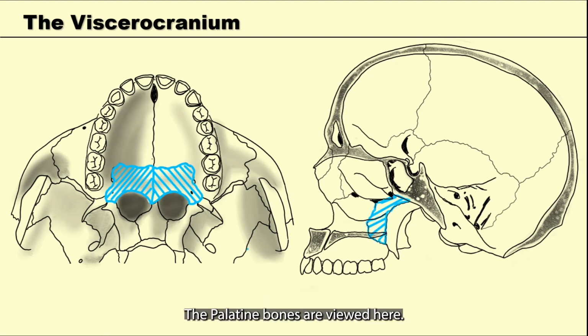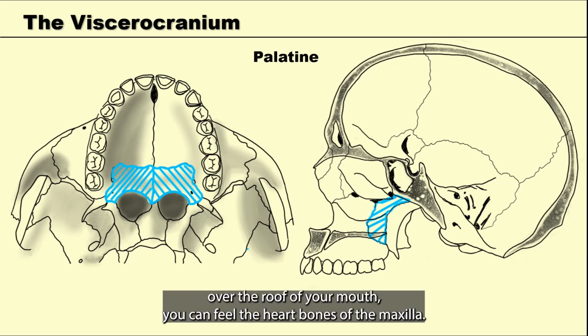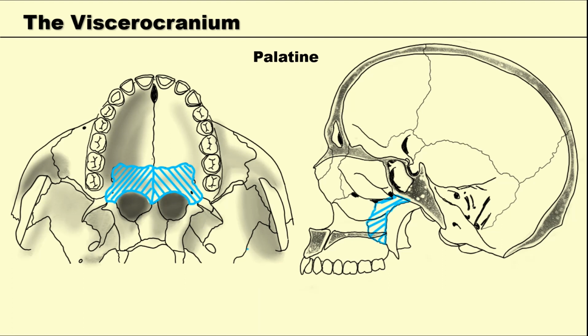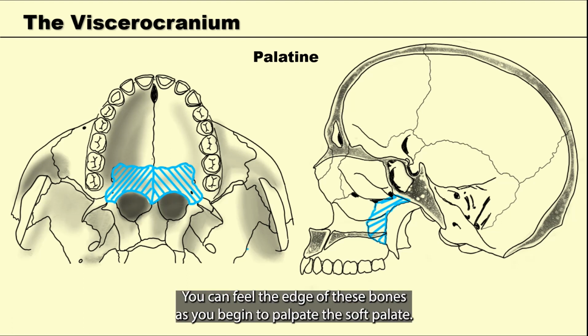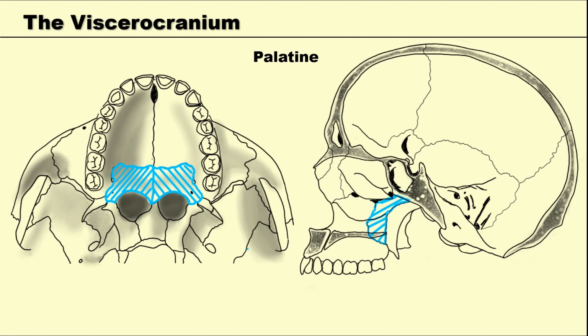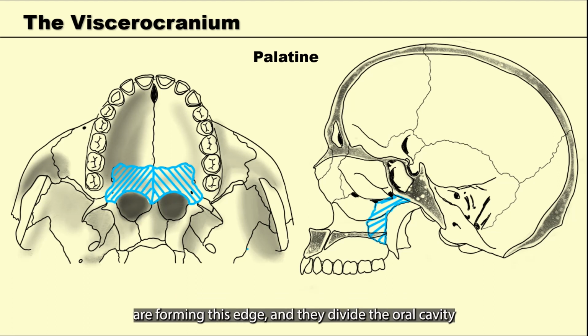The palatine bones are viewed here. If you move your tongue or run your thumb over the roof of your mouth, you can feel the hard bones of the maxilla. If you move further back, be careful not to gag. You can feel the edge of these bones as you begin to palpate the soft palate. These palatine bones are forming this edge and they divide the oral cavity into the hard and soft palates. This is where we'll end our journey of the viscerocranium and move on to the neurocranium.